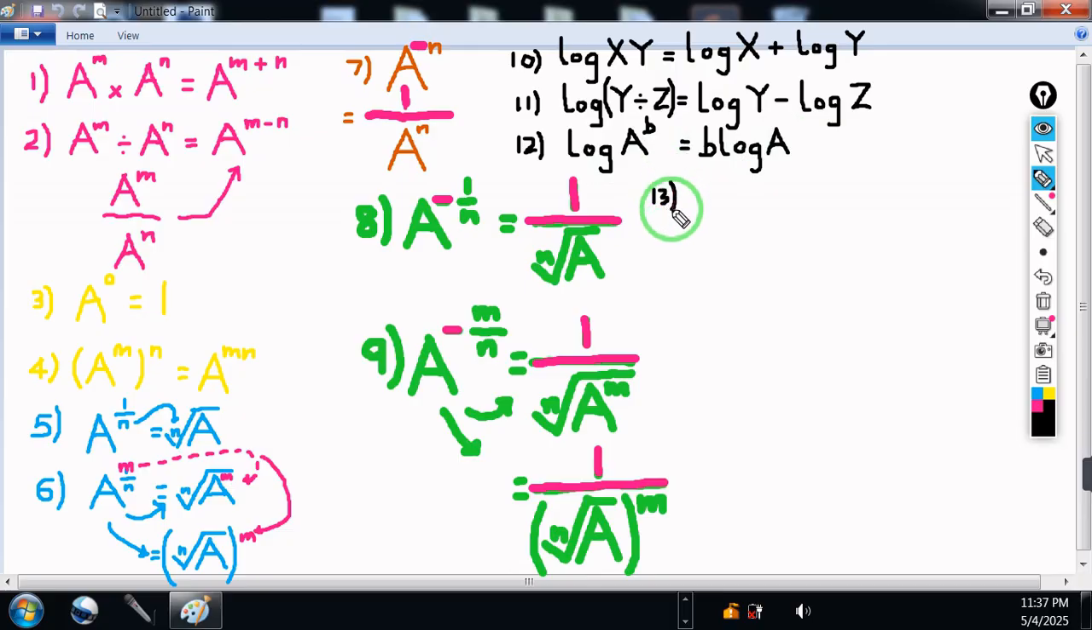Now number 13. Number 13 is like this. Log of 1 can be any base. So the answer is 0. Teacher, how teacher? Sir, where do we get the 0, sir? Okay, student, I'll give you the proof in future videos.